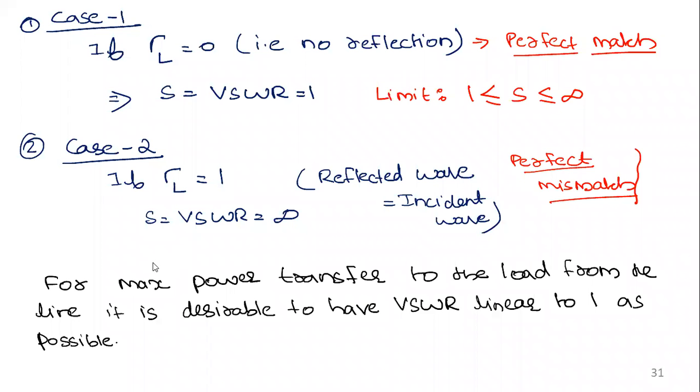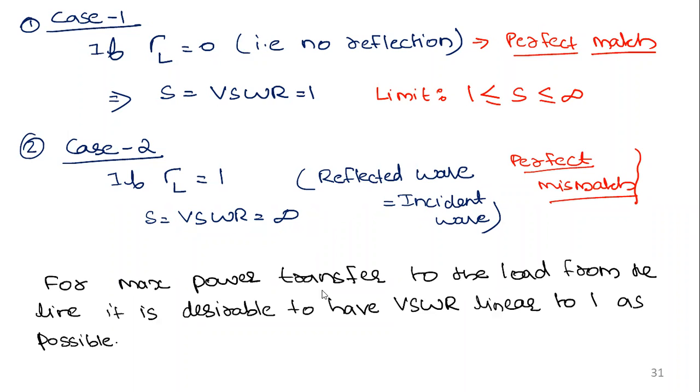These are the two cases. One case: when the voltage reflection coefficient is equal to 0, the standing wave ratio will be equal to 1. And the second case: when the voltage reflection coefficient is equal to 1, the standing wave ratio will be infinity. So the standing wave ratio can range from 1 to infinity, right?